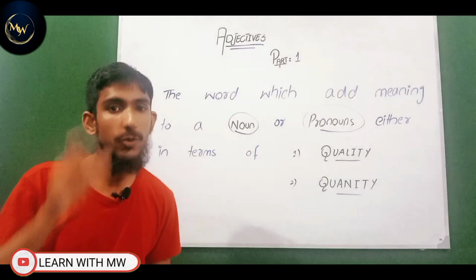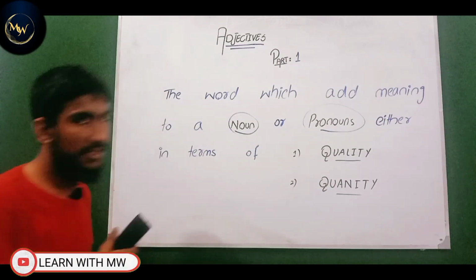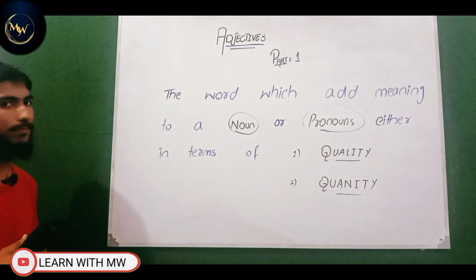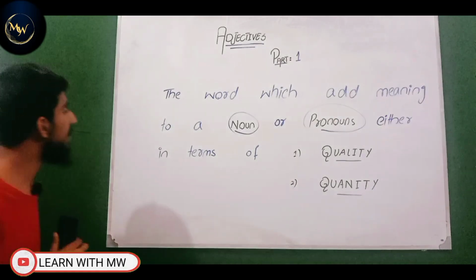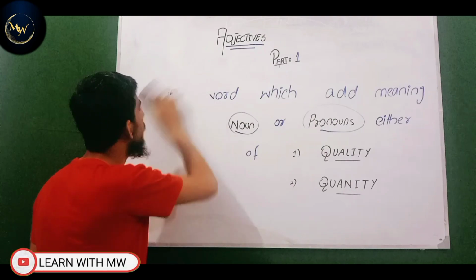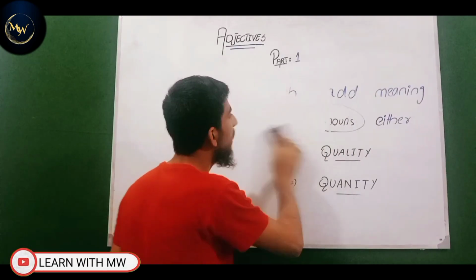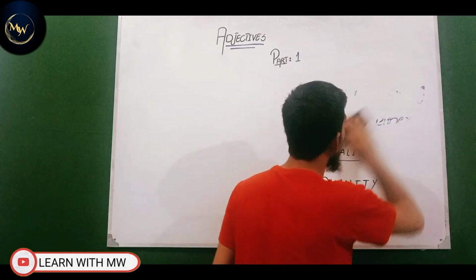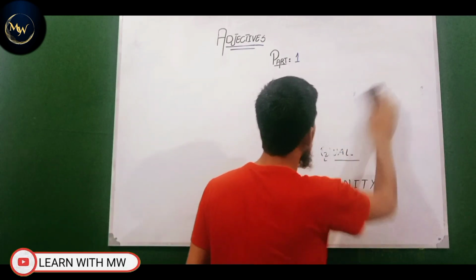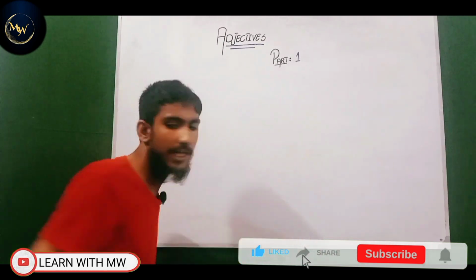Now I will be giving you examples. Through examples we will learn it. Take a screenshot of this definition. Hope you took a screenshot. So now look at it. We have discussed the words which add meaning to the noun or pronoun, either in terms of quality or in terms of quantity. We call those words adjectives in English grammar.